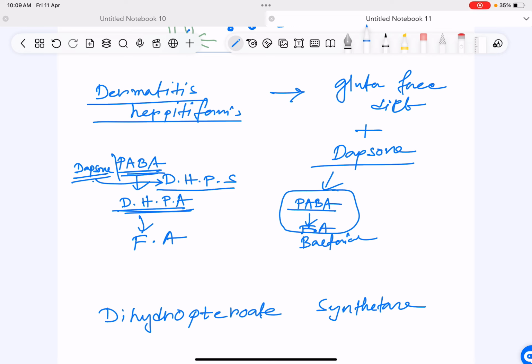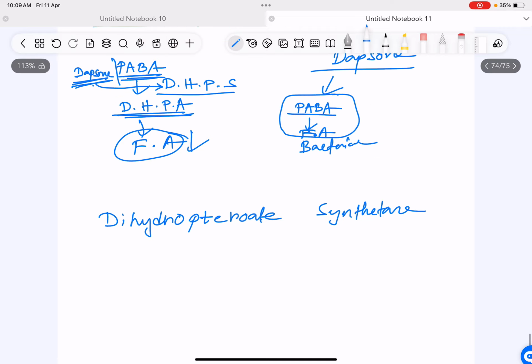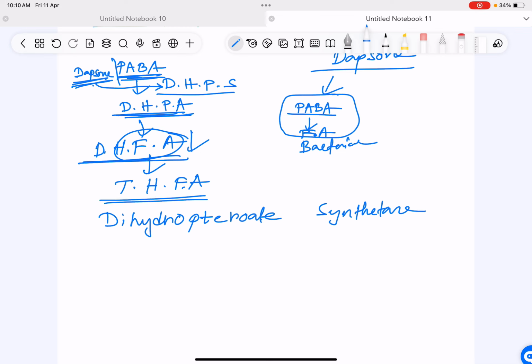So what is it doing? It is competing with PABA. As a result, we have a decrease in the amount of folic acid. If we have decreased DHFA, dihydrofolic acid, the first step is DHFA formation and then it will become tetrahydrofolic acid. This is also something you should know. PABA becomes DHPA, dihydropteroic acid, then dihydropteroic acid becomes dihydrofolic acid, DHFA. Then dihydrofolic acid becomes tetrahydrofolic acid. So you have less folic acid.